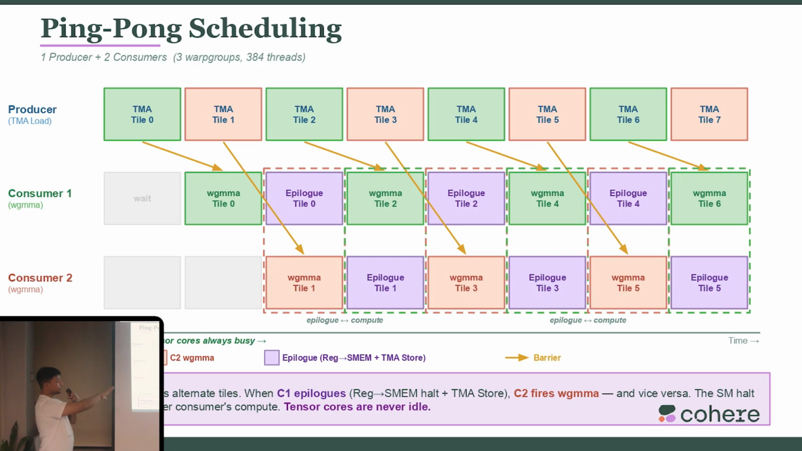If you do persistent plus ping-pong scheduling on Hopper, you'll find that the Matmul gives you the best performance.